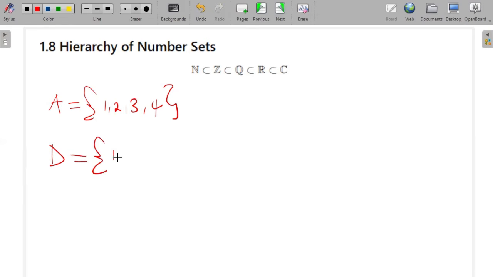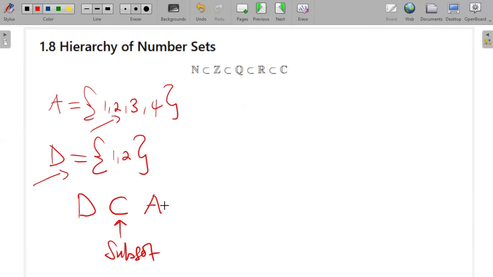And then in this set, I put 1 and 2. Okay, so this would mean that this set D here is actually a subset of this, because all the members that I can see in set D, they're actually present in what? In set A. So we are going to say D is a subset. So this here means subset. D is a subset of A, because all the numbers that are in D, they're actually what? In A. So we are going to say it's a subset.